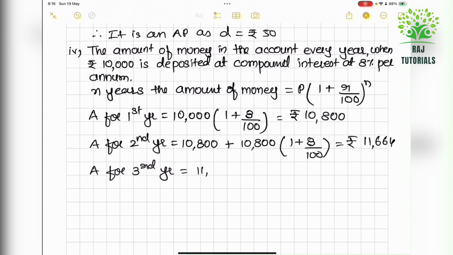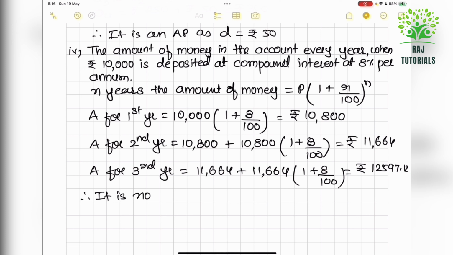Then amount for third year is 11664 plus 11664 into 1 plus 8 upon 100. So that is coming to rupees 12597.12. So I can say it is not an AP as D is not same. Naturally, it won't be same in the compound interest, but if it would be in simple interest, it would be same.